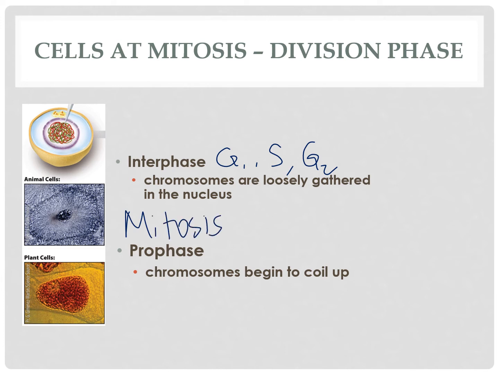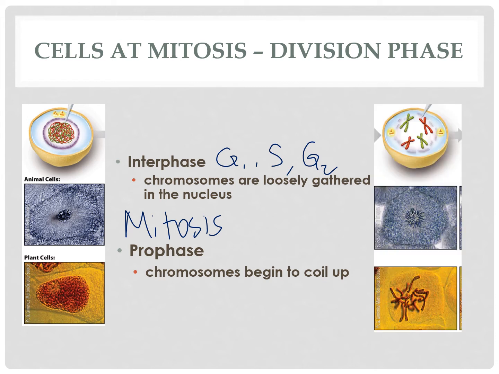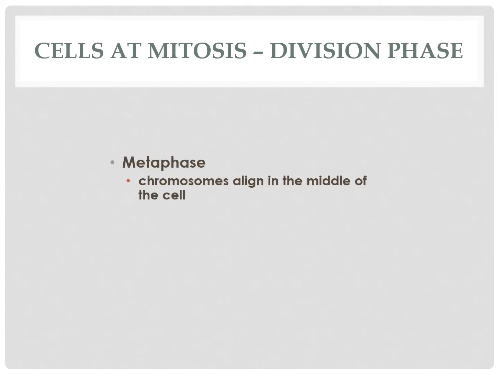And the first phase of mitosis is prophase. So this is where our chromosomes are beginning to coil up. They're beginning to look more like what we consider chromosomes to look like, at least in eukaryotic cells, right? So our chromosomes are beginning to coil up.